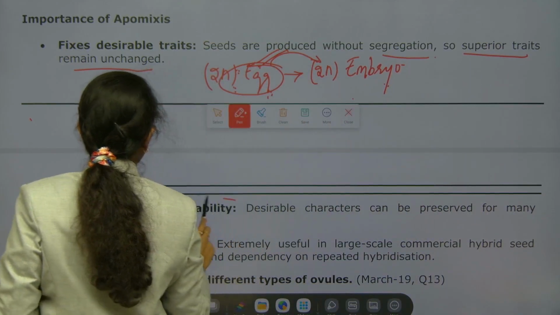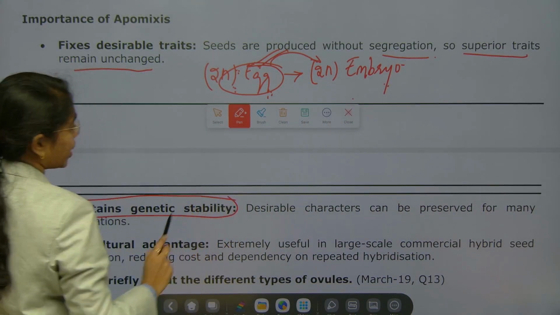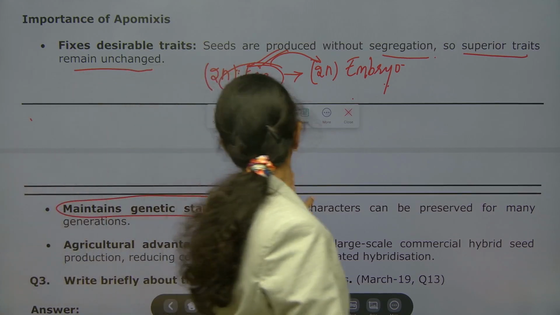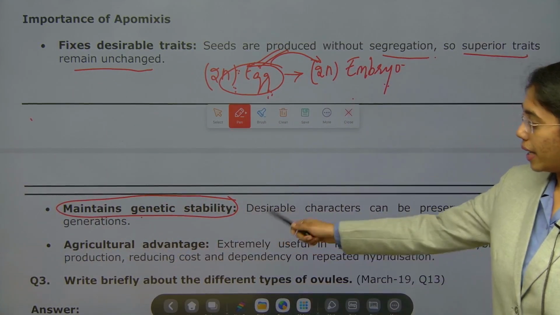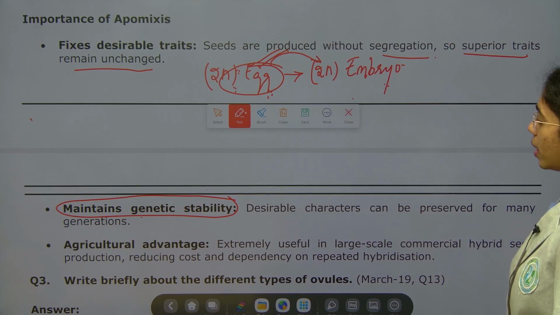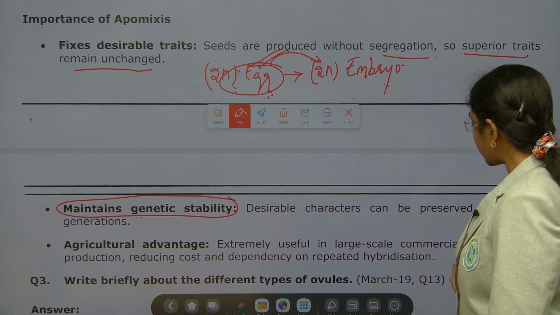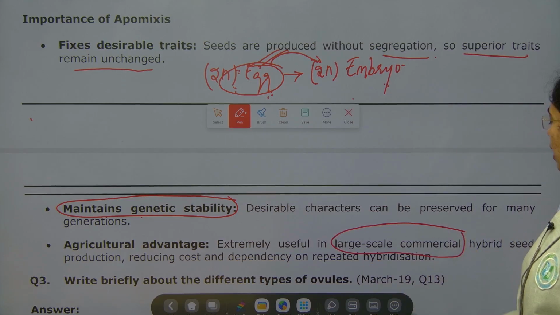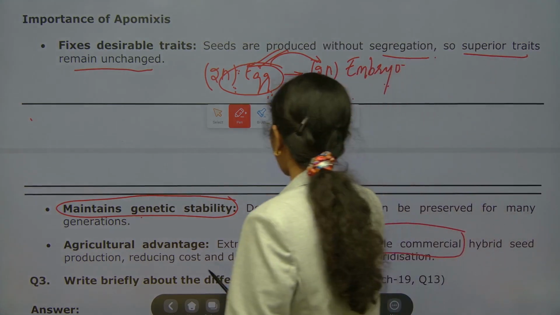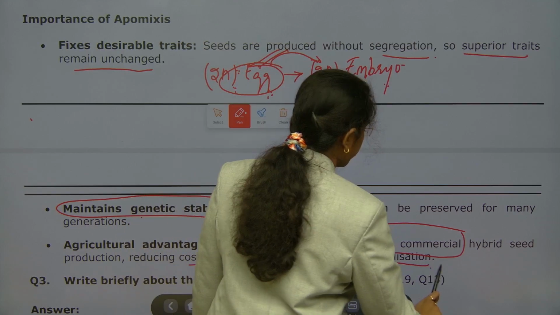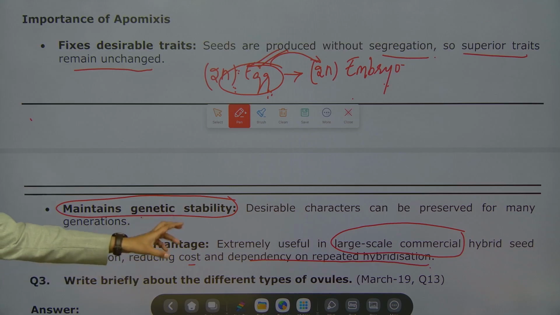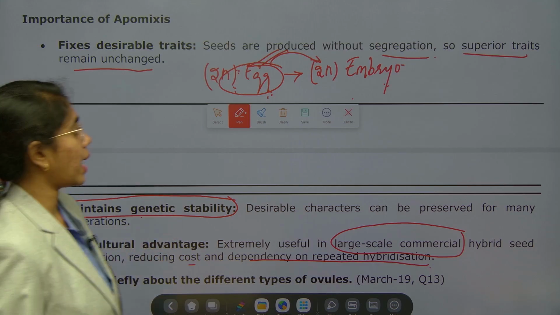Next, this will maintain genetic stability. Genetic stability is maintained, and desirable characters can be preserved for many generations. And the agricultural advantage: what is the agricultural advantage over here? This is extremely useful for large scale commercial hybrid seed production, and this reduces cost and dependency on repeated hybridization.